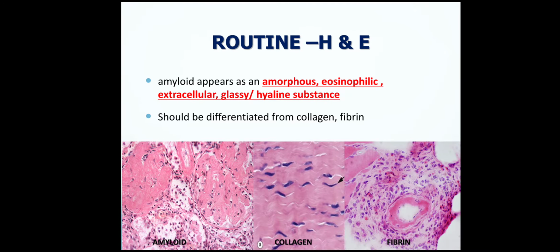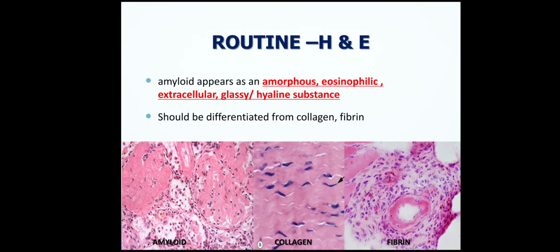Now next is the microscopic appearance. Hematoxylin and eosin stain, this we do universally in histopathology. So in the routine H and E staining, the amyloid appears as amorphous, eosinophilic. Amorphous means it does not have any form, then it appears pinkish, that is eosinophilic. It is extracellular in location, present outside the cells, and the appearance is glassy or hyaline. So it has a glassy or hyaline appearance. So these are the important key points that we should remember regarding amyloid protein appearance in the H and E stain.